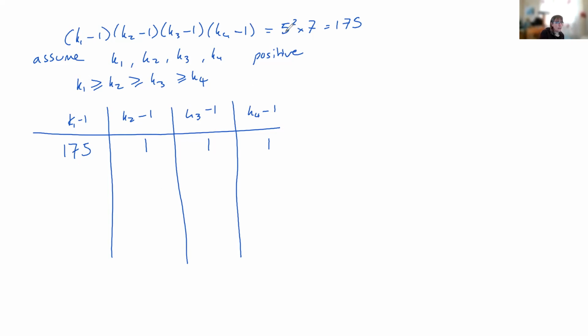The next biggest it could be is if we took the 7 and one of those 5s. So if we did 7 times 5, that will give me 35. We've got a factor of 5 left. That's going to go to the next biggest root, and the last 2 are going to be 1.